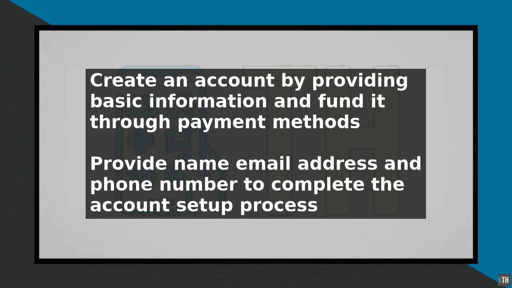To start trading, navigate to the trade section of the platform. Here you can enter the ticker symbol of the stock you want to buy or sell, and select the order type, such as market or limit order. You can also set stop loss and take profit levels to manage your risk.